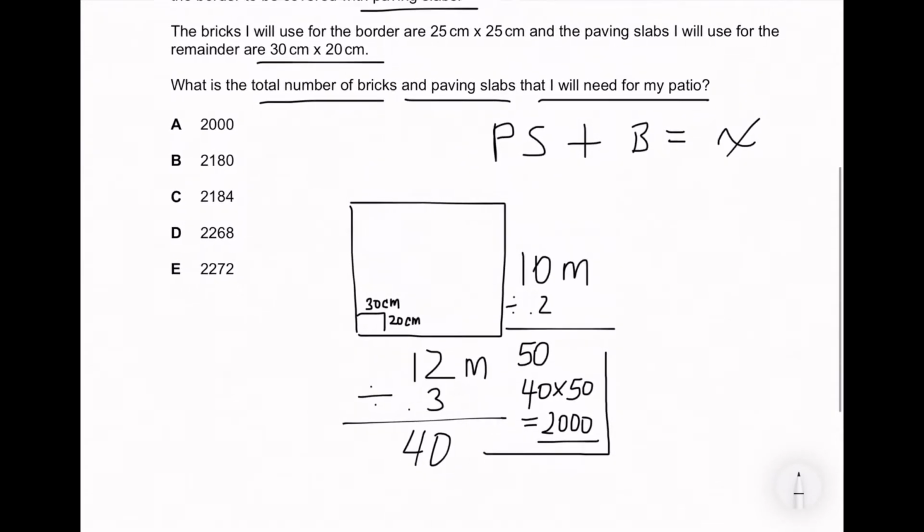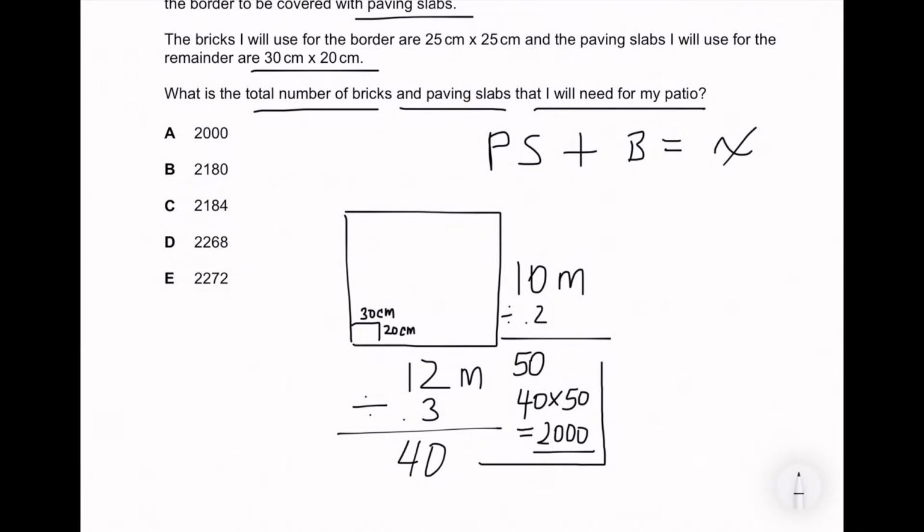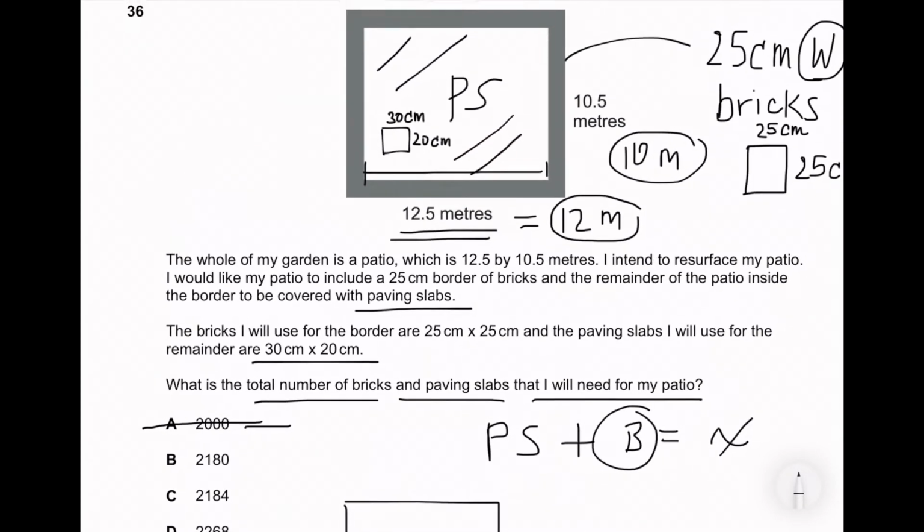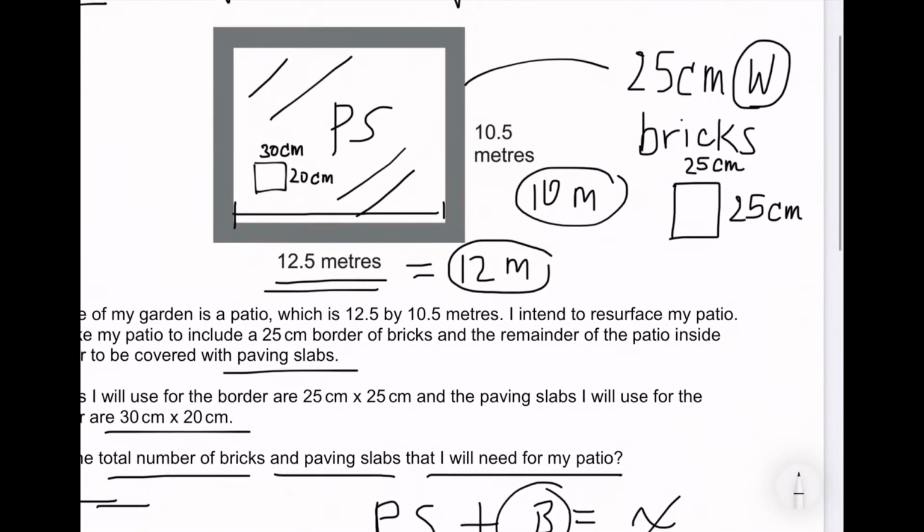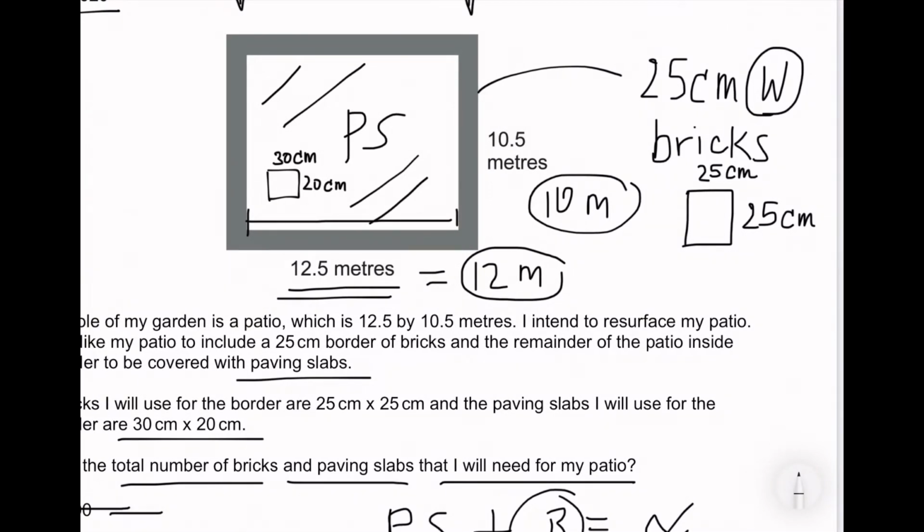Okay. So most people will be like, oh, let me select 2,000. Well, hold on a second. Don't forget, we need to add the bricks on the border. So 2,000 cannot possibly be the answer because that's only the number of the paving slabs. Let's look at the border. So we talked about this. The border is going to be 25 centimeters, and it's going to run the full 10.5 meters. Remember, because it includes this edge part here.